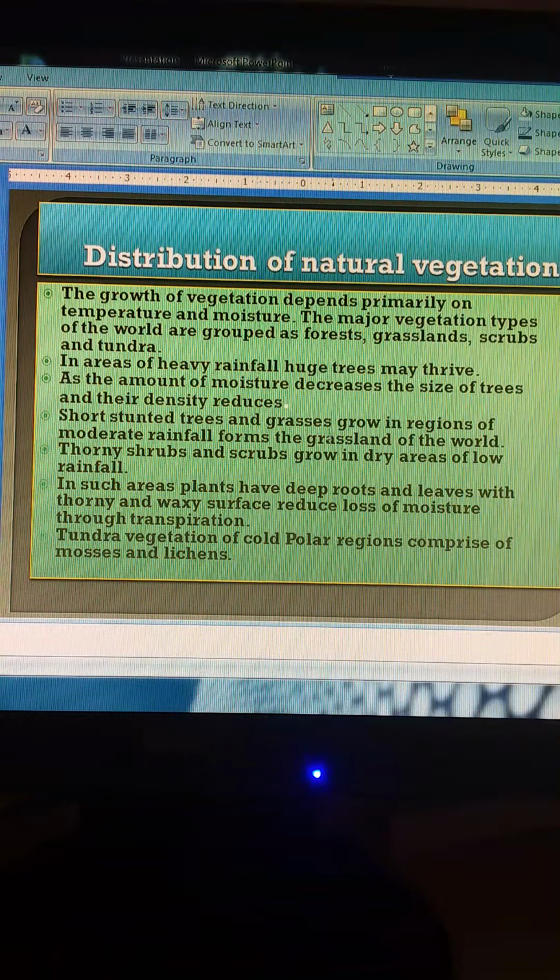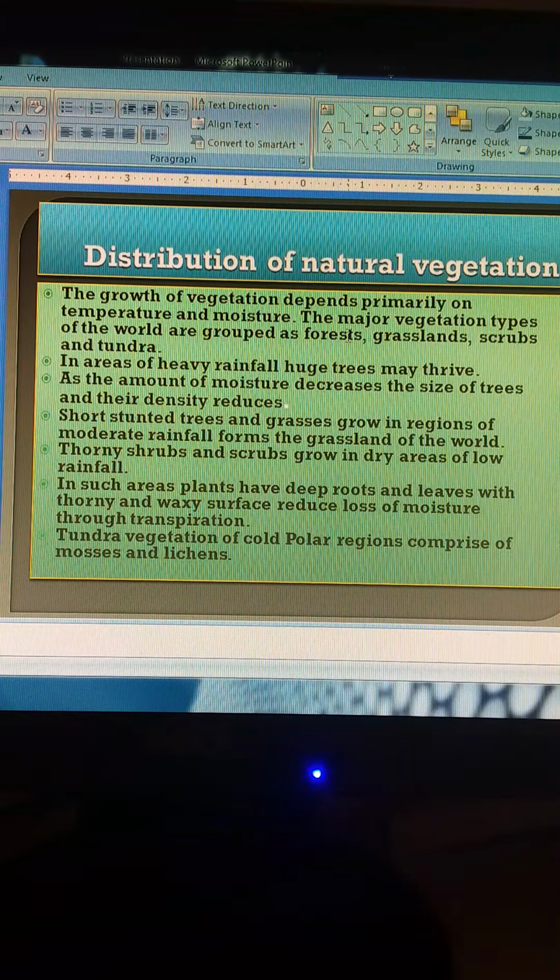Next, distribution of the natural vegetation. What is the distribution of natural vegetation? That is how the vegetation is distributed all through the earth. The growth of vegetation depends primarily on the temperature and moisture. The major vegetation types of the world are grouped as forest, grasslands, shrubs and tundra. In areas of heavy rainfall, huge trees may thrive. The forests are thus associated with areas having abundant water supply.